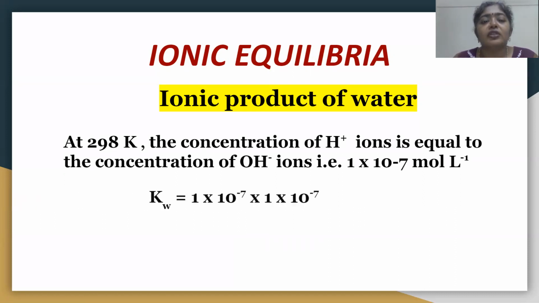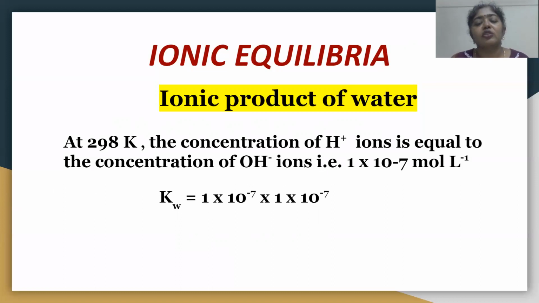If we were to substitute this value in the expression for the ionic product of water, that is for Kw, we have Kw is equal to 1 into 10 power minus 7 multiplied by 1 into 10 power minus 7, because it is the product of concentration of hydronium ions and concentration of hydroxyl ions. So we get the final expression, that is Kw is equal to 1 into 10 power minus 14. The ionic product of water at 25 degrees Celsius or 298 Kelvin is found to be 1 into 10 power minus 14 moles per liter.